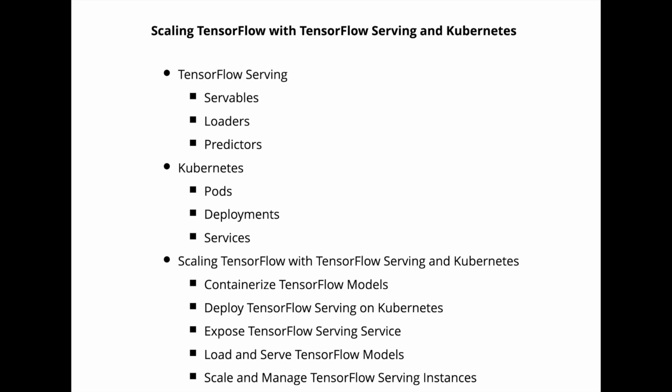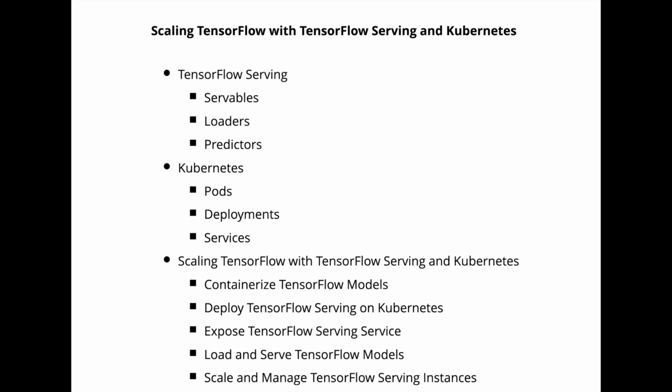Use Kubernetes features such as horizontal pod autoscaling (HPA) and cluster autoscaler to automatically scale TensorFlow Serving instances based on resource utilization and incoming workload. Monitor TensorFlow Serving pods and services using Kubernetes monitoring tools and dashboards.